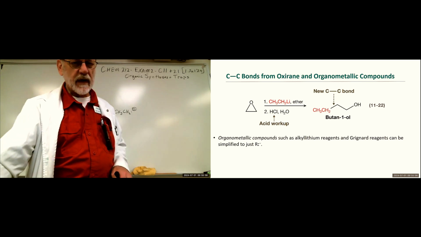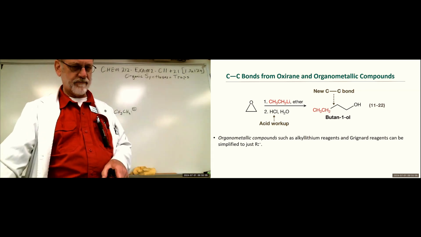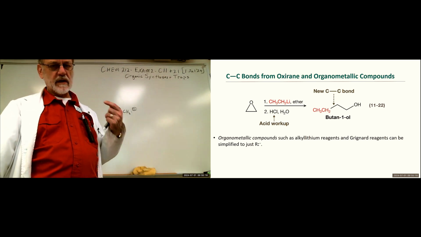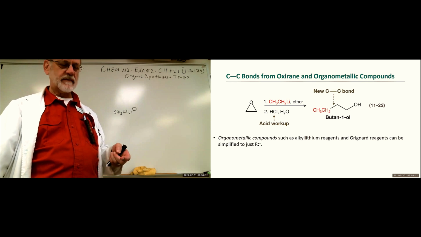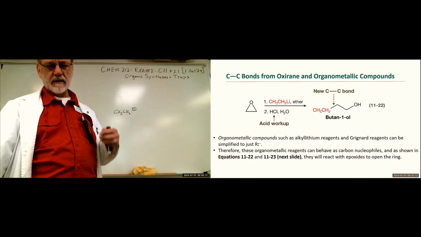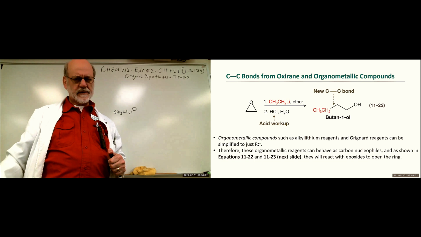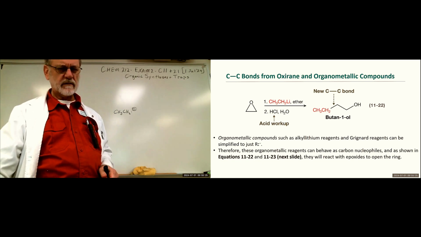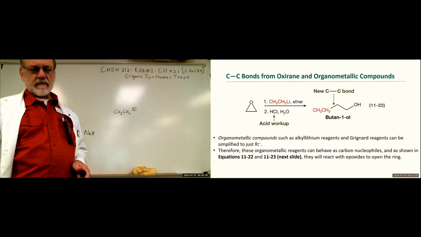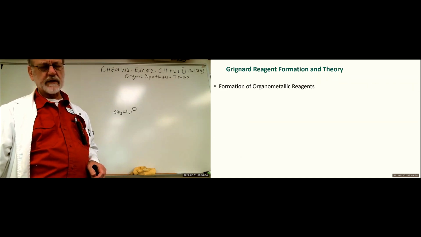Alkyl lithium is one. Grignard reagents are the other. I missed that one. So Grignard reagents will also give you the alkyl anion. I don't know if Grignard got a Nobel Prize for that one or not. It might have been too early. So they behave as nucleophiles, and we're going to show this on the next slide.